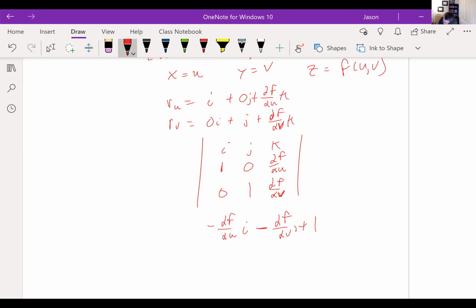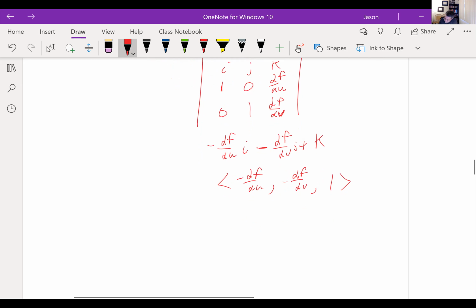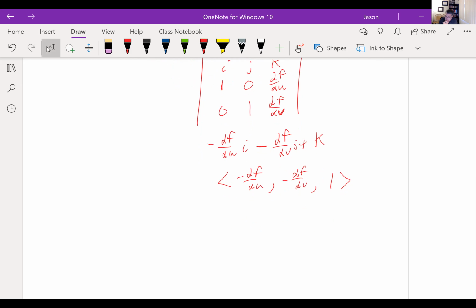Okay, and this is j and this is k, right? So that's the cross of that. So if we think about this as negative df du and negative df dv and 1, now how will we find the magnitude of that? It's just the square root of each item squared, right?